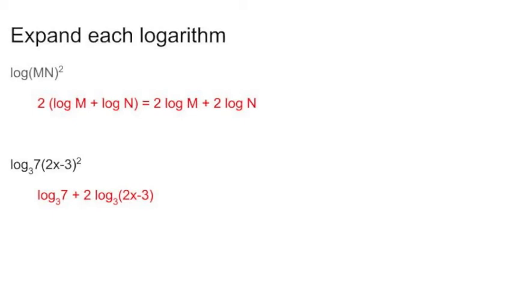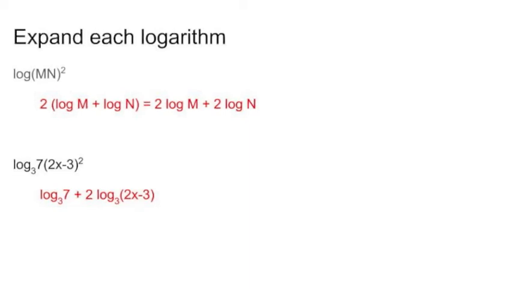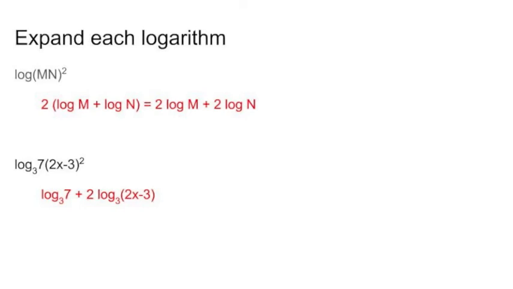Let's look at the bottom one. This is kind of a special case. So we have log base 3 of 7 times (2x minus 3) to the second. So there's a couple different things going on here. First, we have the product property. So let's rewrite that as log base 3 of 7 plus log base 3 of (2x minus 3) to the second power. Okay, now we can use the power property and bring that 2 down, which if you look in red, is where I have log base 3 of 7 plus 2 log base 3 of (2x minus 3).